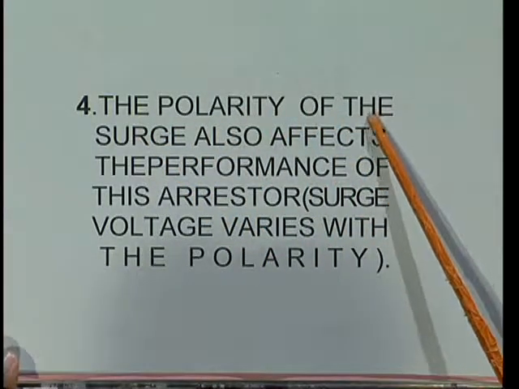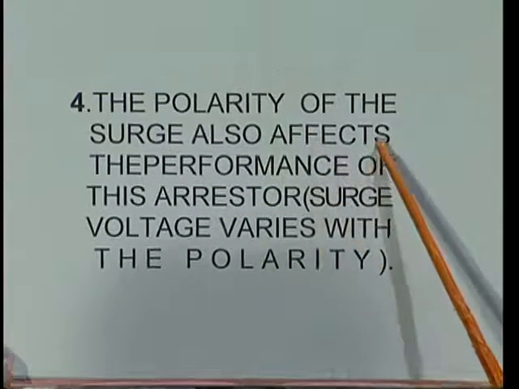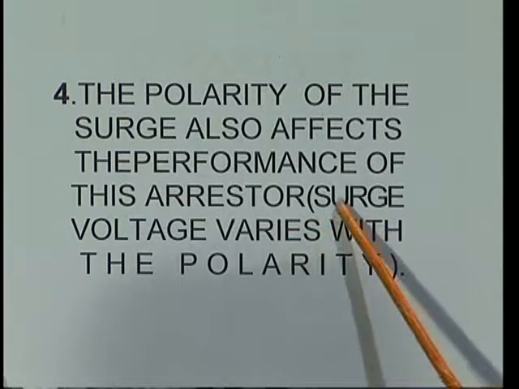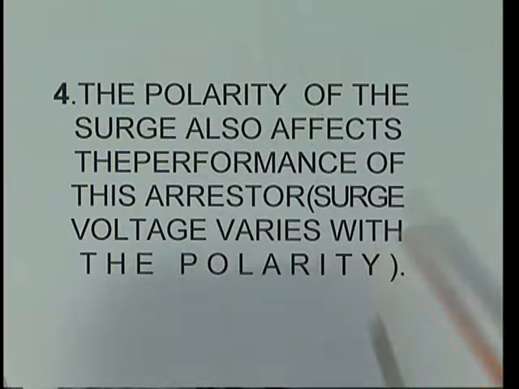the polarity of the surge also affects the performance of this arrestor, because surge voltage varies with the polarity. Polarity means positive or negative, depending upon the entering high voltage. First it enters the top rod, that is the connected line rod, and then it is discharged to the earth rod. So the polarity between these two rods also affects the performance of the rod gap arrestors. These are the limitations or disadvantages of the rod gap arrestor, but it has one advantage also.